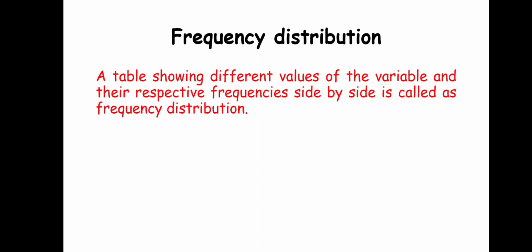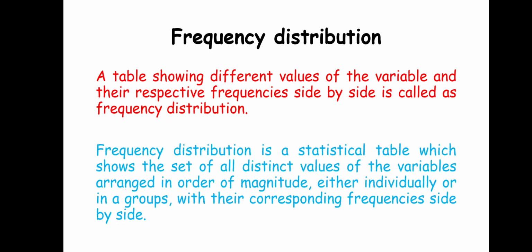A table showing different values of the variable and their respective frequencies side by side is called a frequency distribution. Frequency distribution is a statistical table which shows the set of all distinct values of the variables arranged in order of magnitude, either individually or in groups, with their corresponding frequencies side by side.